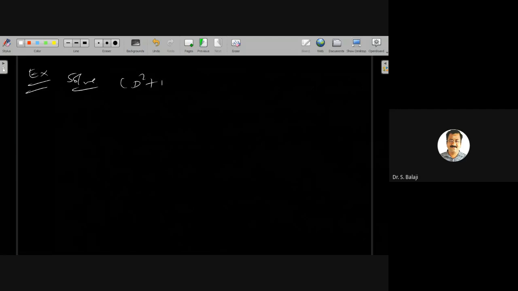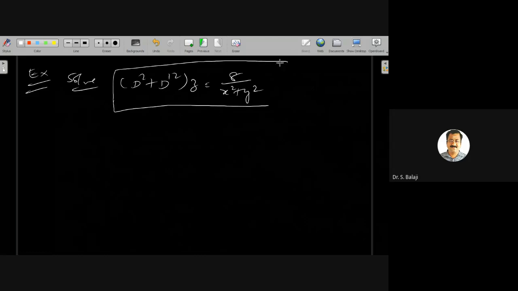D square plus d dash square of z equal to 8 by... Here you have to put some substitutions, properly put the substitutions. And also the roots are not real roots, you may get imaginary roots here, plus or minus i. So depending upon that you have to proceed. You can get imaginary roots here, m square plus 1, therefore m equal to plus or minus i. Based on that you have to proceed with the substitution carefully.